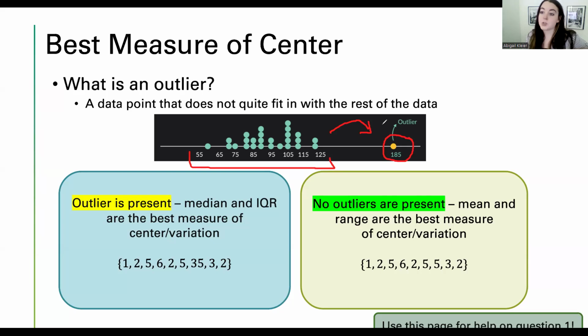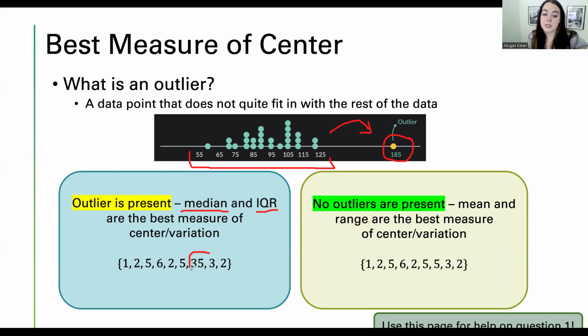So we also talked about skew. Skew is when a graph is not balanced, where it's shifted either to the right or to the left, and that is caused by an outlier in the data. So that number that doesn't quite fit in can really change the way our graph looks. So when we have an outlier present, we need to look at what is the best measure of center and what is the best measure of variability. So if an outlier is present, we want to use the median as our best measure of center, and we would use the interquartile range as the best measure of variation.